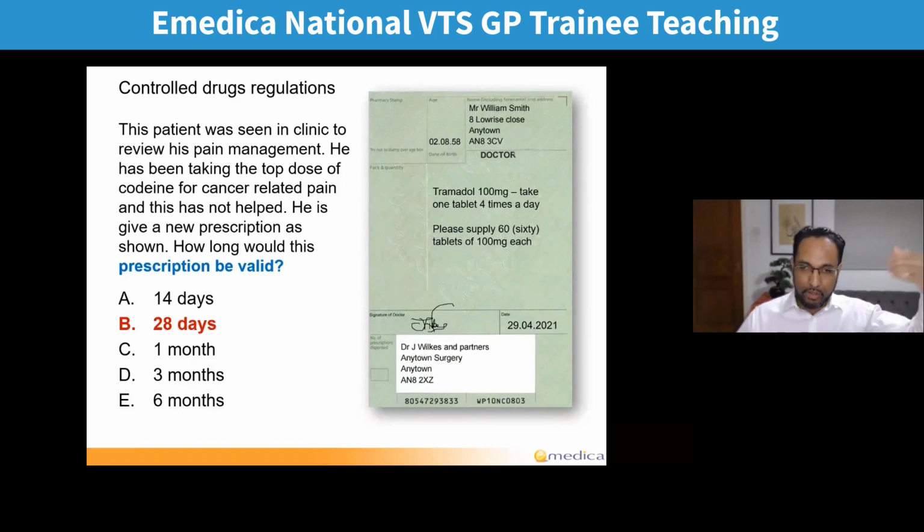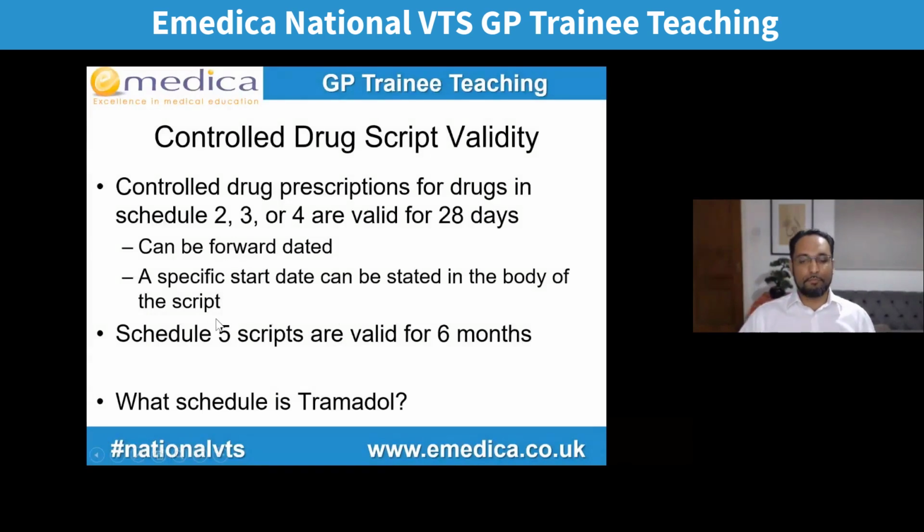From that date, they've got to cash the prescription in, if you like, within 28 days of that day. Or you can actually write valid from and put a specific date in the future here if you want, okay, in the body of the script. Schedule 5 scripts are valid for 6 months, which is also the standard validity of any other medication script, okay? So here's another question that you could be asked. What schedule is tramadol? You can see, as it's 28 days, it's 2, 3, or 4. It's not going to be schedule 5, because otherwise the answer would have been 6 months.